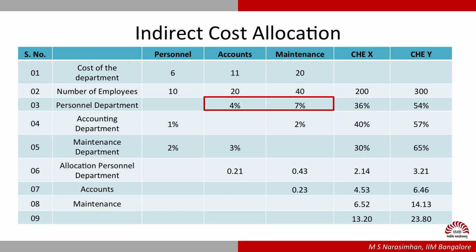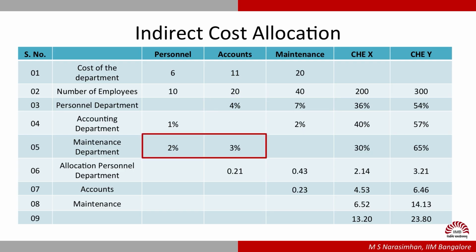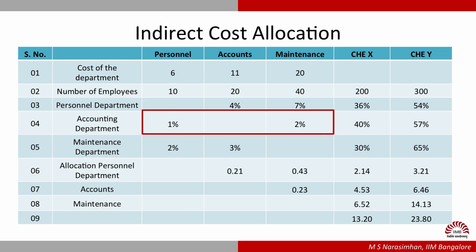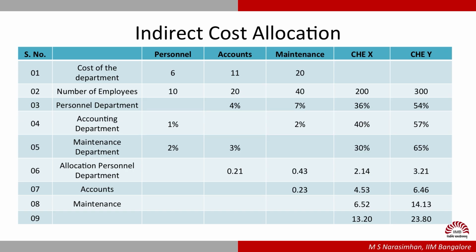It offers 11% of its services to other two service department. The next department is the maintenance. It offers 5% of its services to other two service department. The last one is accounting department. It offers only 3% of its services to other two service departments. If we follow this sequence, that is personnel department first, then maintenance department, and finally accounting department, the total service department cost to the production department will vary to a small extent.